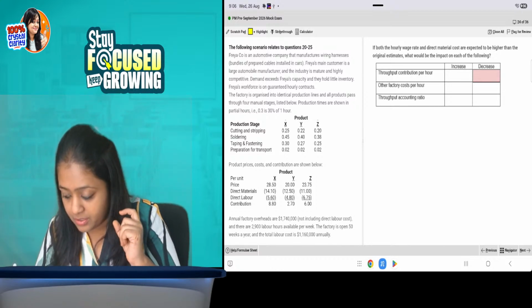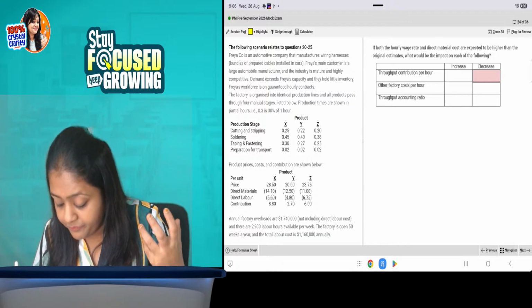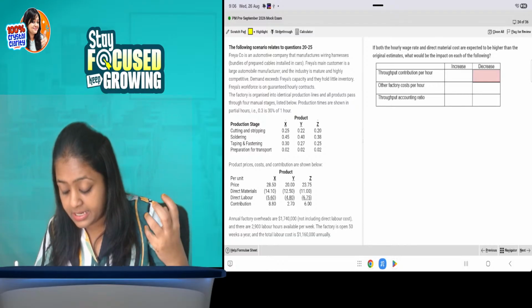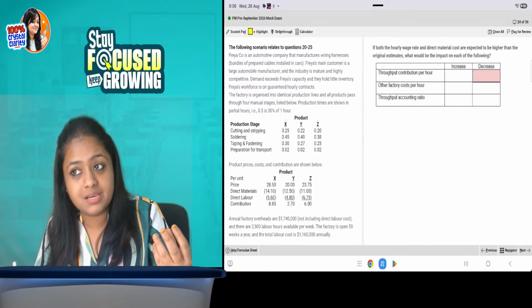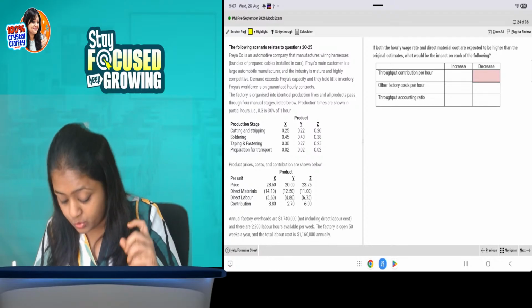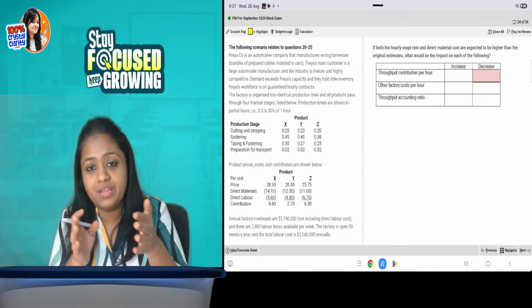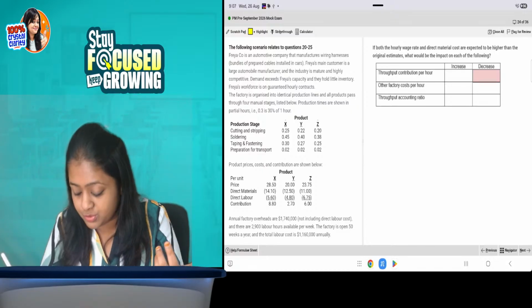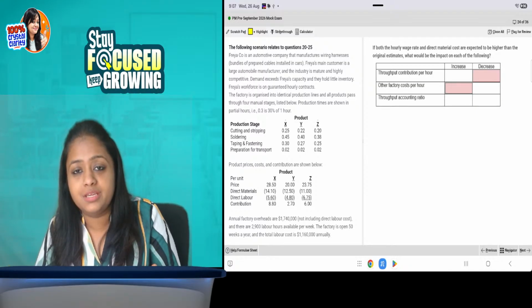Other factory cost per hour. See, if your hourly wage rate is increasing, right? And so the other factory cost per hour will also increase, because your wages are increasing, so factory cost will also increase. Simple.